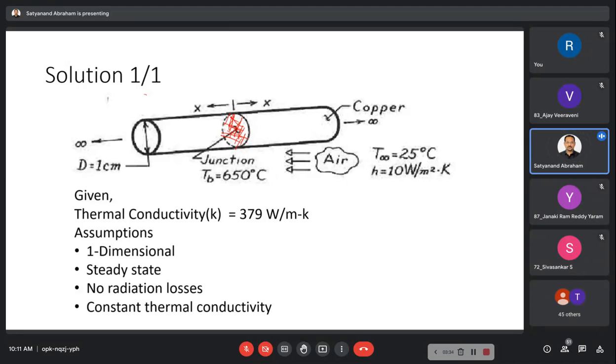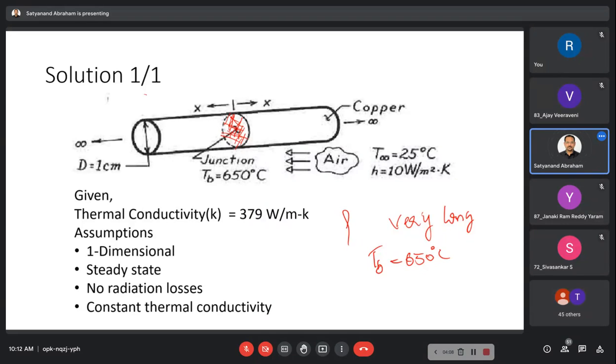Okay, and again it is said that the rod is very long. So what does that hint? It is a very long fin. This can be taken as an infinitely long fin because it is given as a long rod. That's it. So we got that it is an infinitely long fin, and also that TB, the base temperature, should be equal to 650 degrees Celsius.